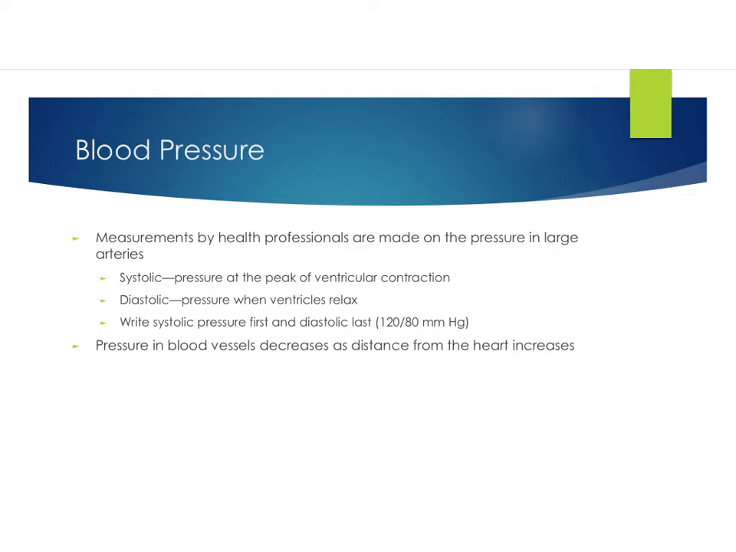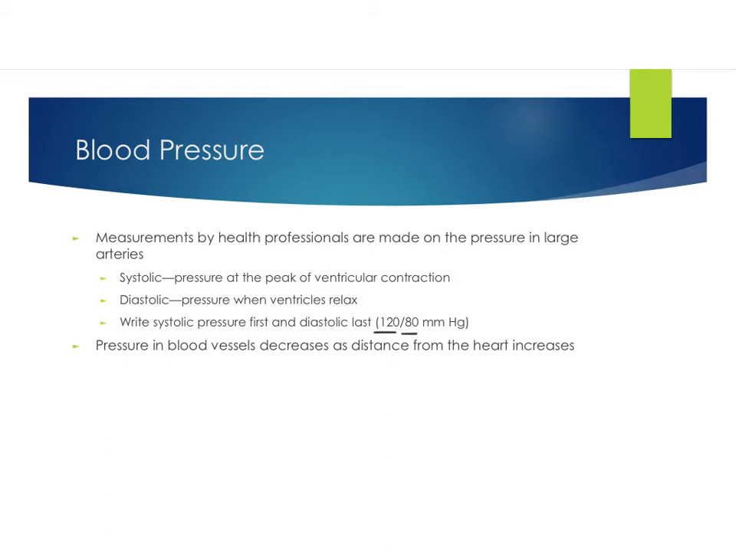fraction that you write. And the systole number is high because the ventricles are fully contracted. The diastole number is when the ventricles are relaxed, and so that gives you the bottom number. And so, for example, you always write systole first and diastole last, and it's measured in the units millimeters of mercury. Pressure in blood vessels decreases as the distance from the heart increases.